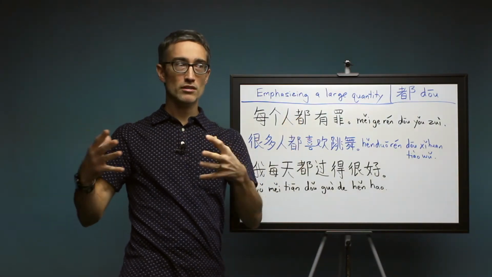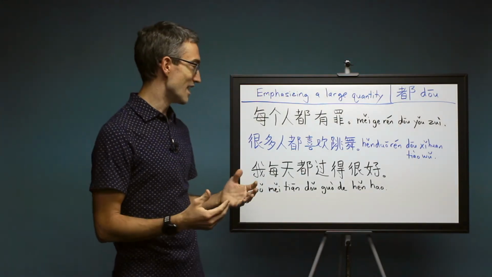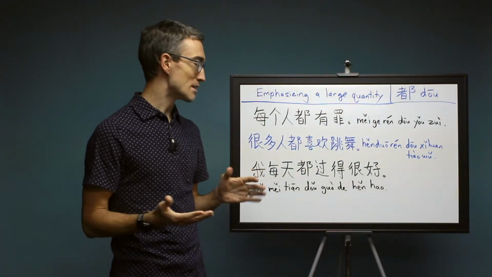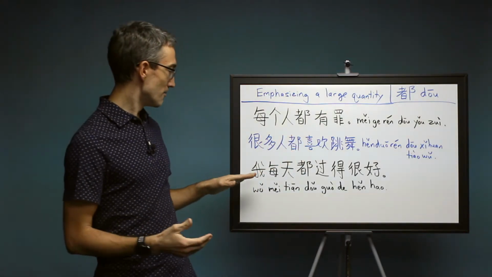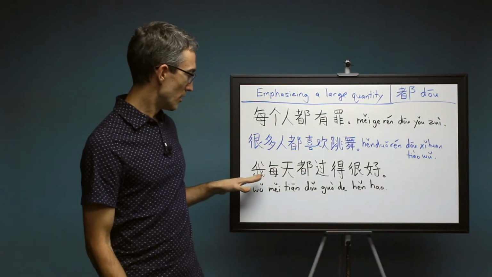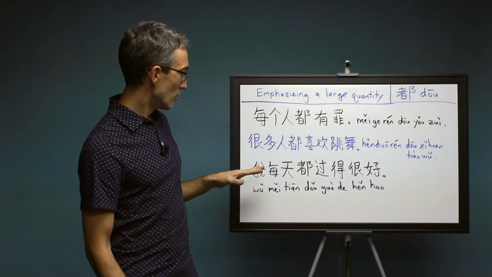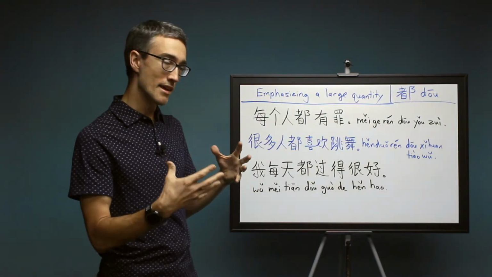It's just emphasizing the largeness of the statement. Many people all like to dance. Many people like to dance. That's what it means, but it emphasizes the largeness of the quantity. 我每天都过得很好. Here's another example. This is similar to the first one, where it actually does mean every. Where in the second one, it doesn't mean every, it's just many.